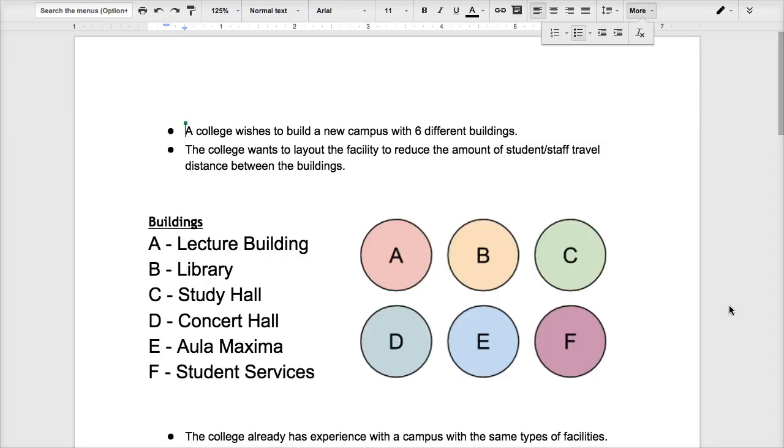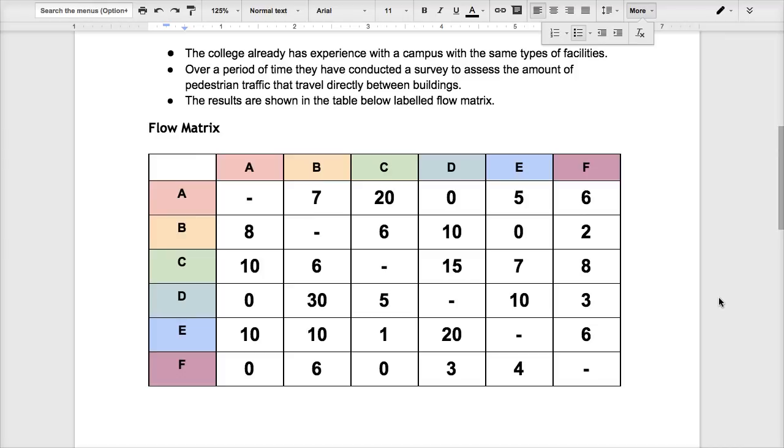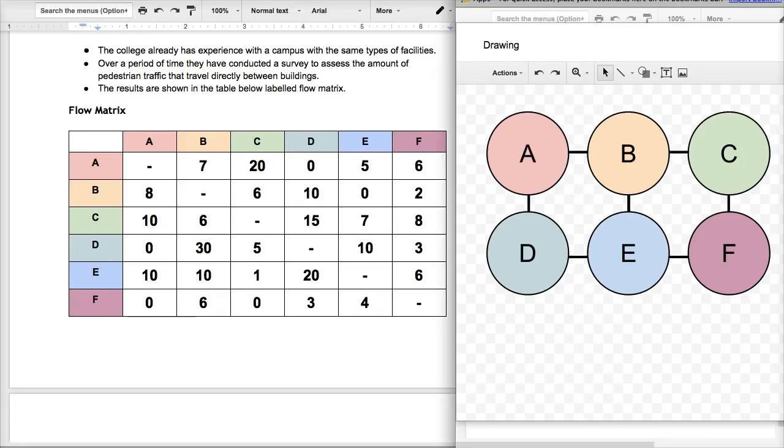So the whole point about this is trying to reduce the amount of pedestrian traffic between each of these different buildings. And the college has a fair amount of experience with this from its previous campuses. What they've done is they've gone out with a survey board and they've just measured how many people are directly traveling between the different buildings. And all of that information is shown in this table here called the flow matrix. So we can see here specific quantities of people who are traveling between each of the different buildings from their previous campus.